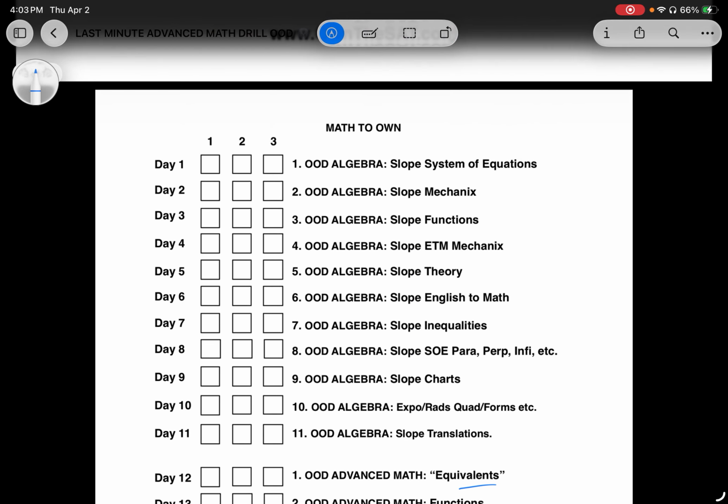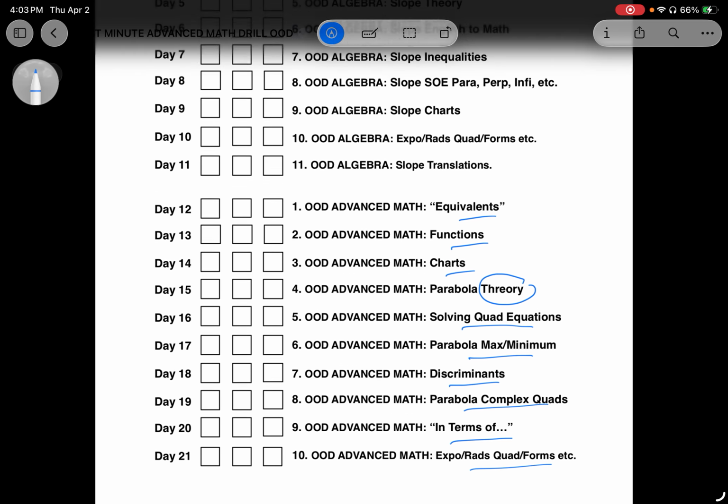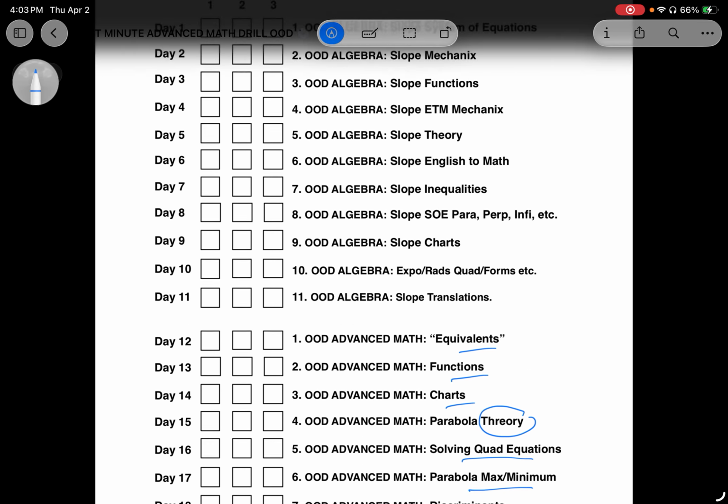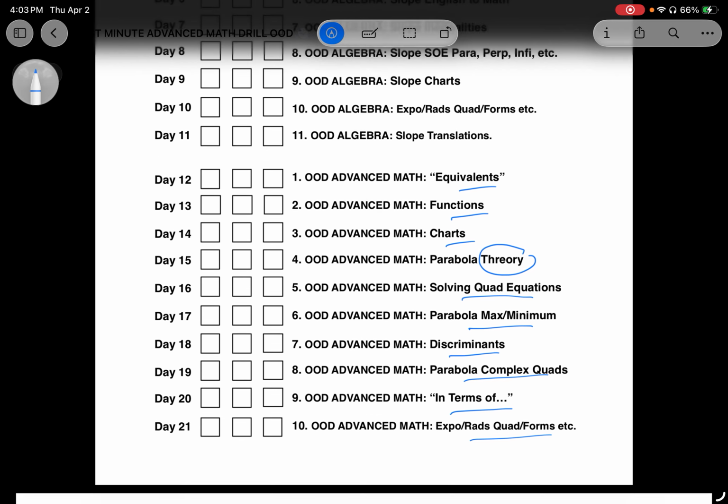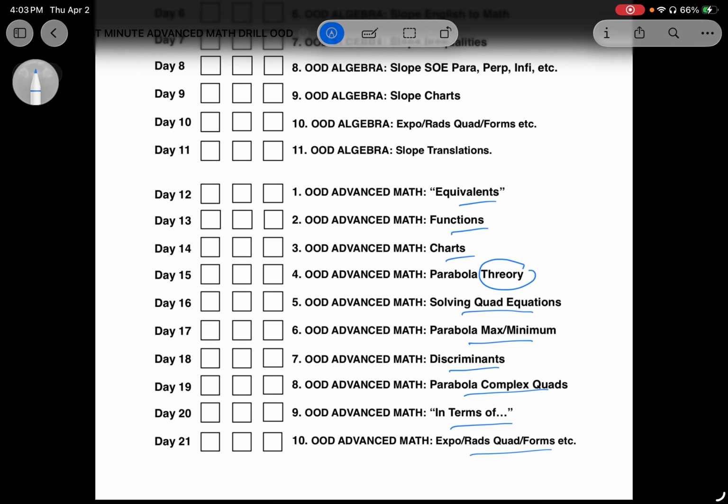Now, the algebra should be concluded before seeing the advanced math videos. Hint, hint, if you haven't done the algebra first, I suggest you do it first. The algebra and advanced math are the two heavily tested areas of the math sections of the exam. There are 11 different concepts of algebra, and in this case, we have 10 different concepts of advanced math.